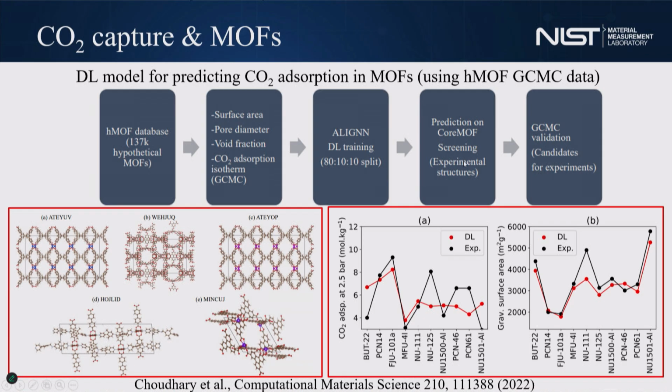But we also tested this model on experimental structures, and you can see these are actually our own experiments for some new compounds which were not in the training dataset. You see how the gravimetric surface capacity and CO2 at 2.5 bar compare with the experimental data pretty nicely. Running one of these experiments takes a humongous amount of time and resources, but these kinds of models, again, can be useful.